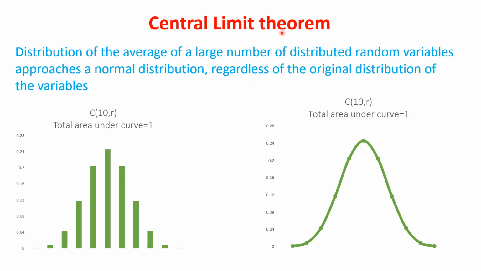Now the central limit theorem is the base for the derivation of the normal distribution. What is the central limit theorem? The distribution of the average of a large number of random variables approaches a normal distribution regardless of the original distribution of the variable. So it seems like a very heavy statement, but don't worry, we'll try to simplify.